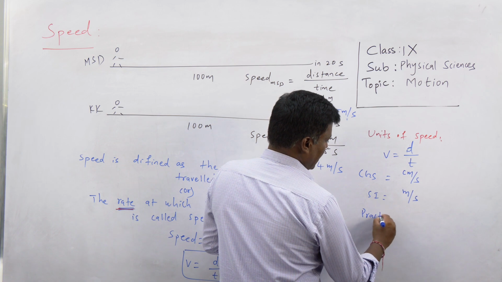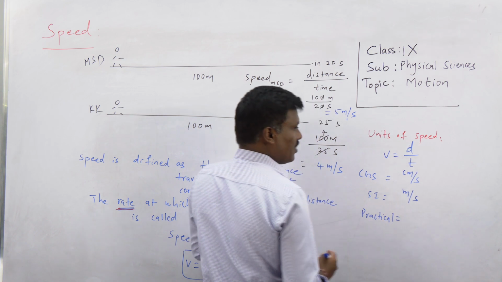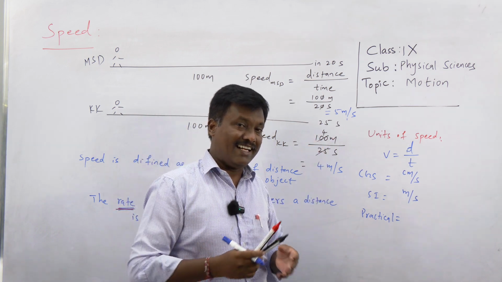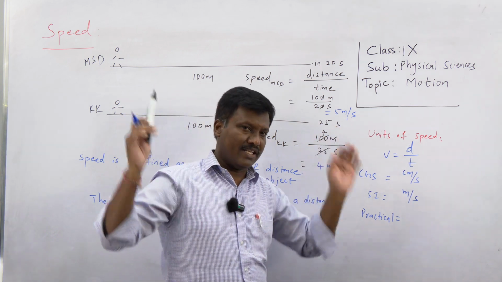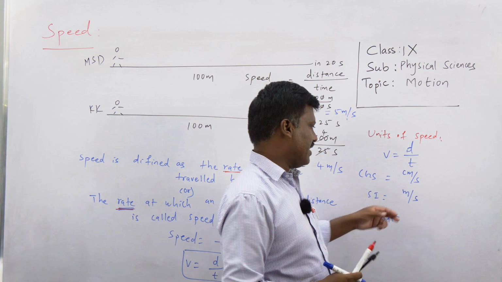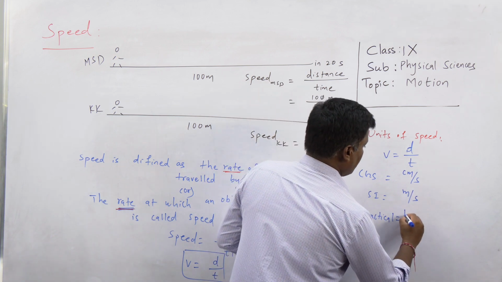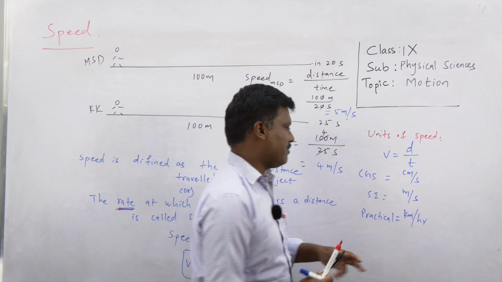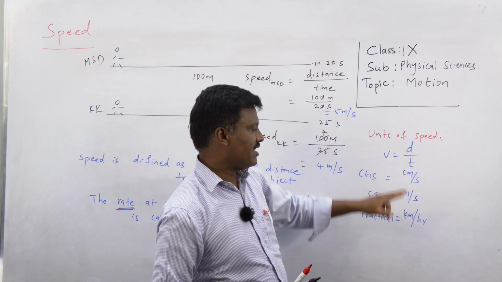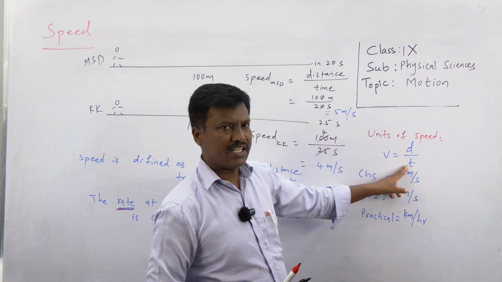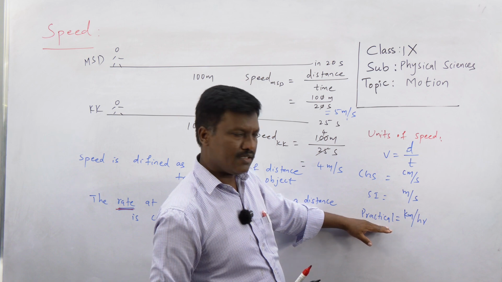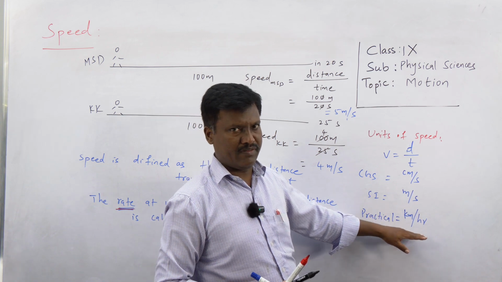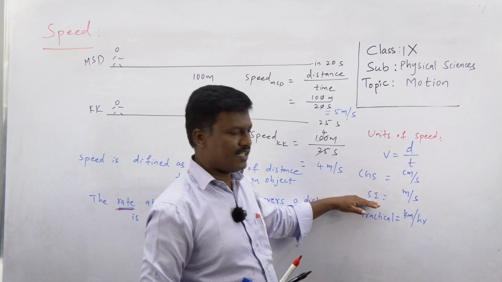Generally, when you travel in cars or trains, they don't travel only meters. They travel kilometers, and they take hours of time. That is why we are taking kilometer and hour. Kilometer per hour: kilometer is the practical unit of distance, and hour is the practical unit of time. So this is a practical unit. Practically, objects travel with this particular unit, kilometer per hour. It is not the CGS unit, and it is not the SI unit.